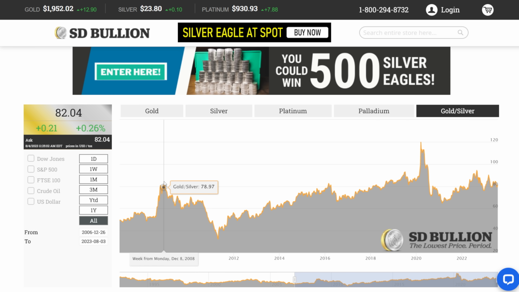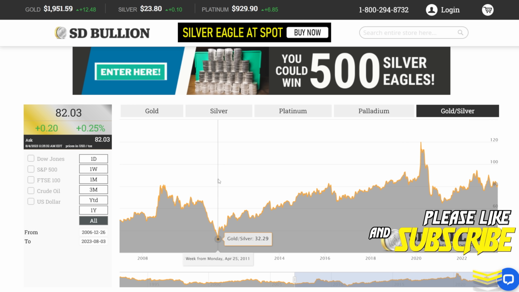So, for example, when it was 80 to 1, if you would have just bought 80 ounces of silver, and then you wanted gold, but you bought 80 ounces of silver because you saw that the gold to silver ratio was so big. You wait until this dip right here, and you can see on April 25th, it gets to as low as 32.29. 80 ounces of silver would have been able to be traded for over 2 ounces of gold, even including premiums probably at that time, right?